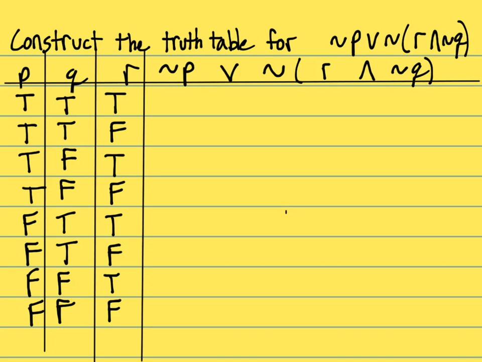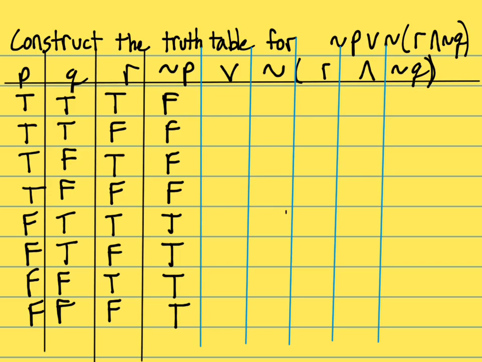So again, it's negation P or the negation of the quantity R and negation Q. You don't have to do this, but to make it a little clearer, I've divided the columns up, so I've drawn some lines for each of the different columns, and also went ahead now and I've filled out negation P. To do negation P, we look at the P column, and we write down the opposite values for each one of those.